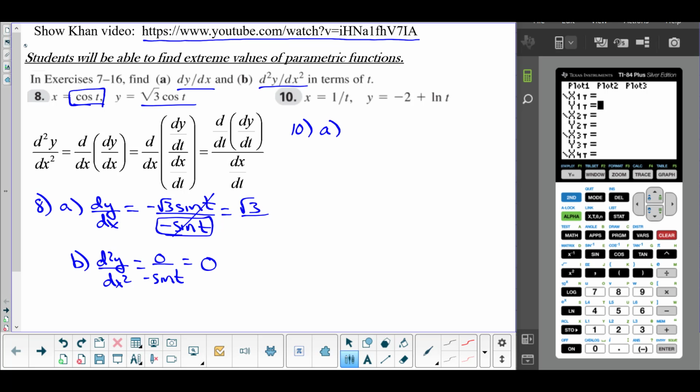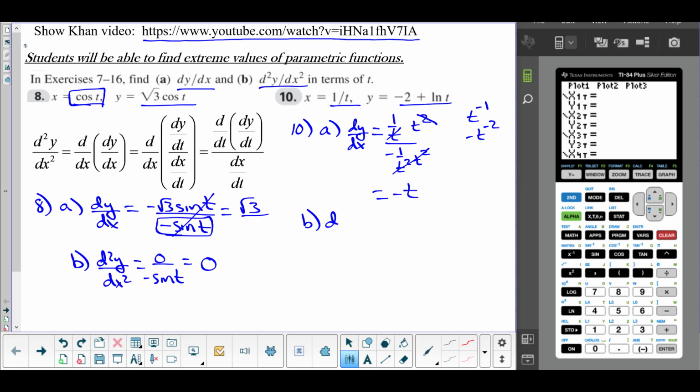Number 10, the first derivative, dy/dx, is equal to the derivative of y, which is 1 over t, over the derivative of x. Well, x is t to the negative 1, so the derivative is negative t to the negative 2. So we have negative 1 over t squared. Now we're going to multiply the top and bottom by t squared. Those cancel out, one of those cancels, and the first derivative is negative t.